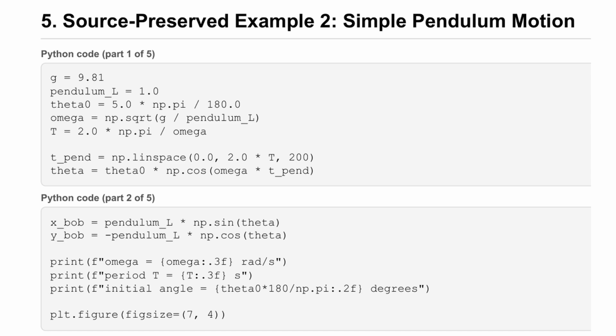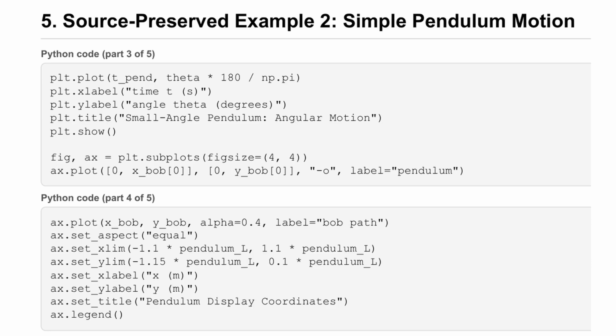In the code implementation for our pendulum, we set standard gravitational acceleration and a string length of 1 meter. Then we define a small initial angle of 5 degrees converted into radians. We calculate our angular frequency and period, construct our time array to span exactly 2 full oscillations, and compute our angular states over time. Here, we transform our calculated angles into Cartesian coordinates, using standard trigonometric relations to track the actual coordinates of the bob.